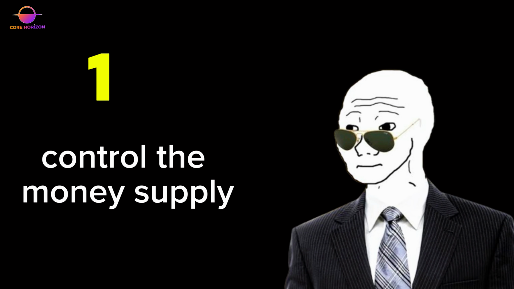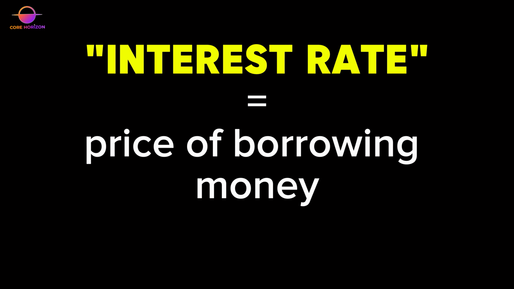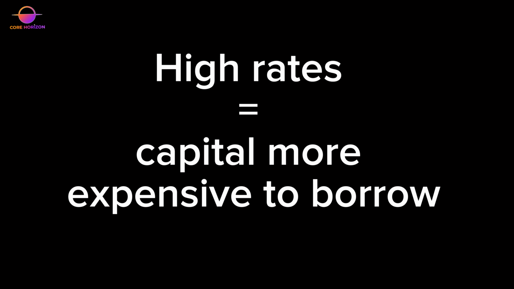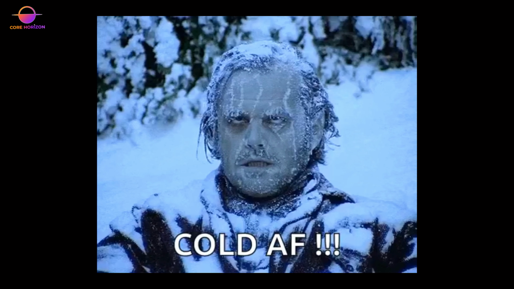Central banks do two big things. 1. Control the money supply. 2. Set interest rates. Interest rates are the price of borrowing money. High rates make capital more expensive to borrow, so people and businesses borrow less and the economy cools down.